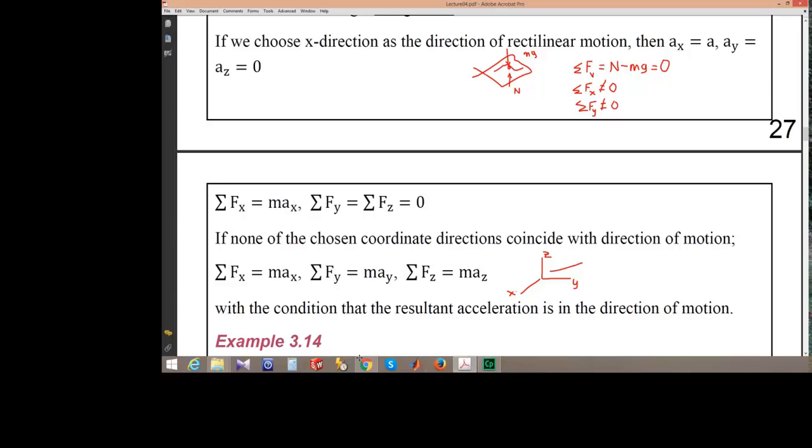So the better choice for a rectilinear case is to choose one of your coordinate axes in the same direction of the motion. So this is about it for the rectilinear motion. We're going to continue on with the curvilinear motion in the next video.